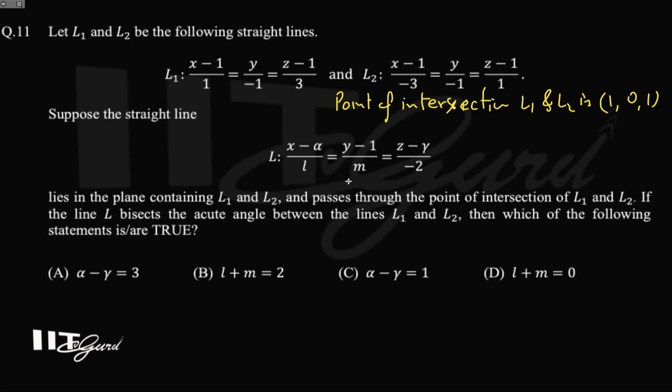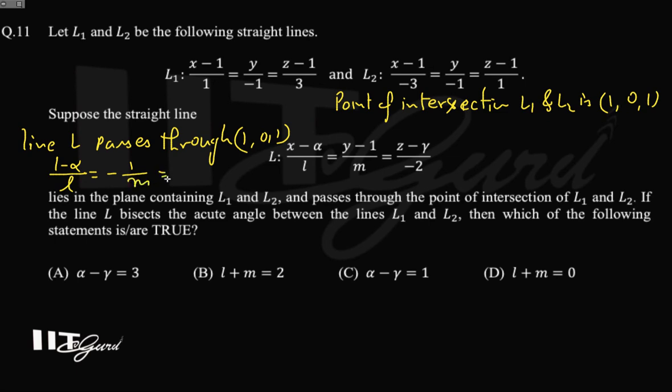So consider any line L passing through this point 1, 0, 1. Let me write over here. Let any line L pass through 1, 0, 1, and it is given by, any point, 1 minus alpha upon L, and minus 1 upon M. These are the direction ratios, and here minus 2, so 1 minus gamma upon minus 2.